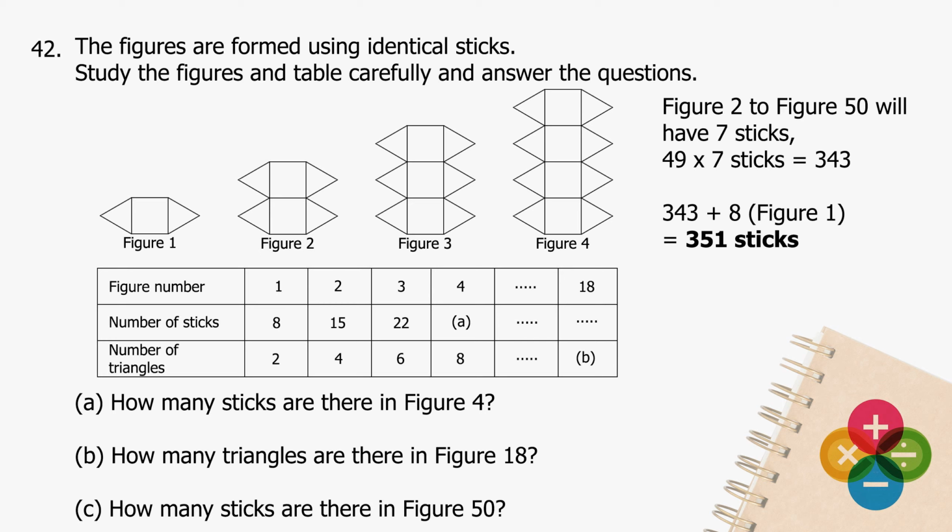There are 7 sticks added in each figure from Figure 2 to Figure 50. 49 multiplied by 7 will be 343. Add 8 sticks from Figure 1. The total number of sticks in Figure 50 will be 351 sticks.